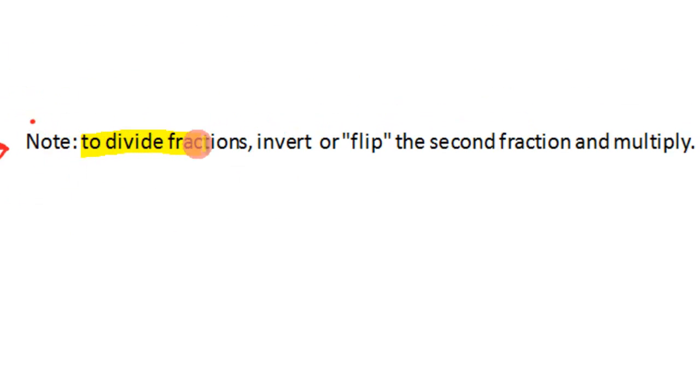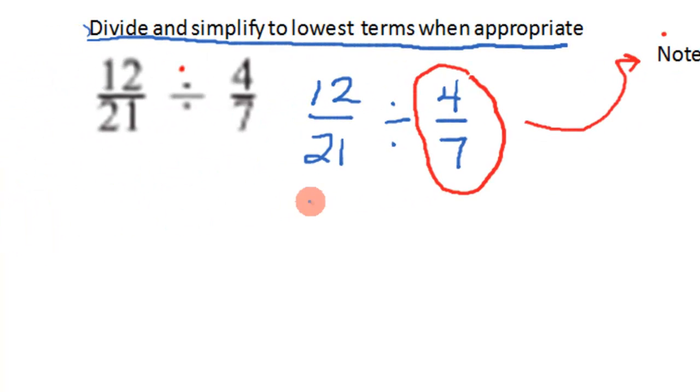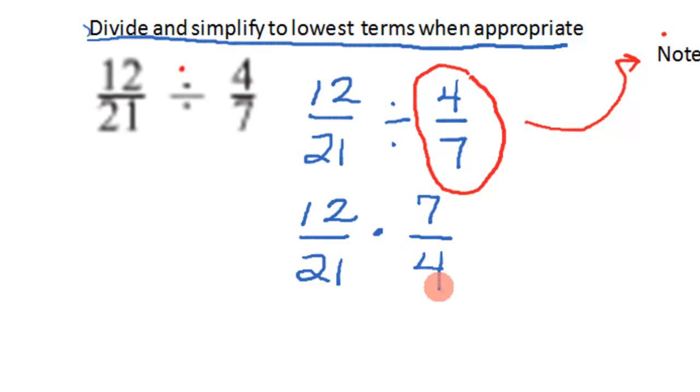To divide fractions, invert or flip the second fraction and multiply. So the first fraction stays the way it is. You change the division to multiplication, and then you flip the second fraction for the reciprocal. Now, always check to see if you can reduce to lowest terms. And I'm seeing that the 7 and the 21 have a factor of 7 in common, so we're going to divide both by 7. That leaves a 1 here and a 3 here.